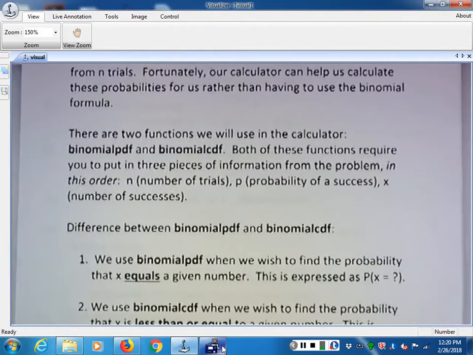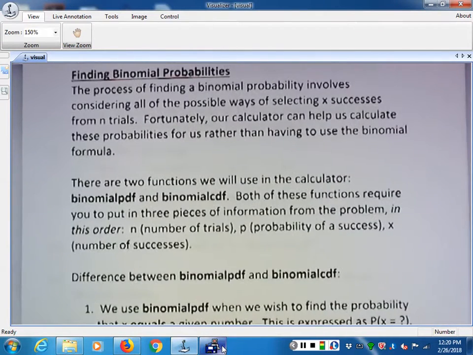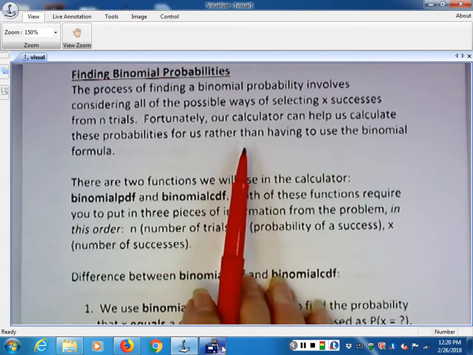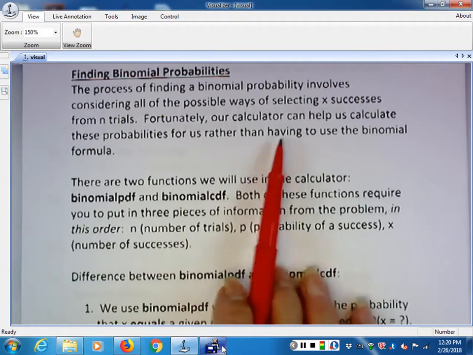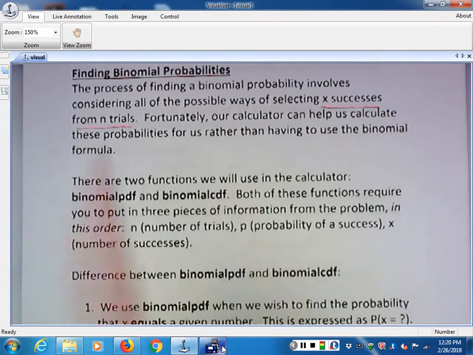Now we're going to talk about finding binomial probabilities. And I'm going to go through the first part of this, then give you a little break, and then we'll come back and work some problems. The process of finding the probability involves considering all the possible ways there are to select X successes out of N trials. And fortunately, the calculator makes this easy to figure out.